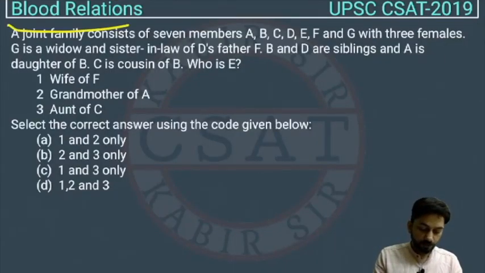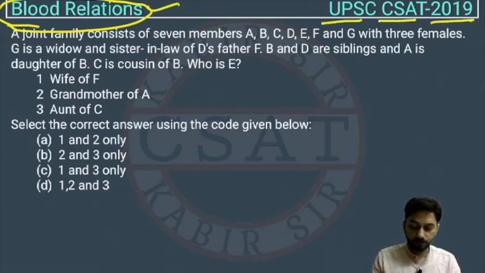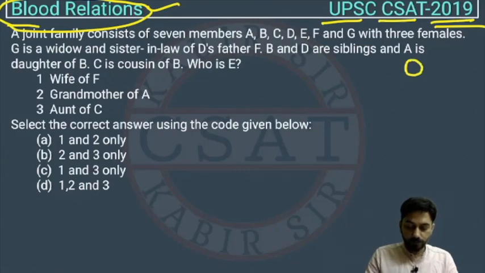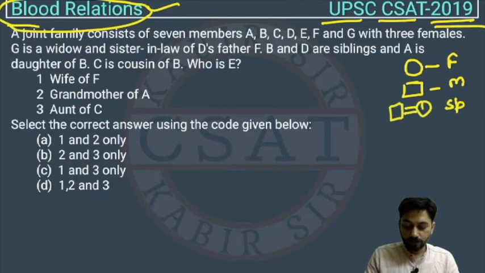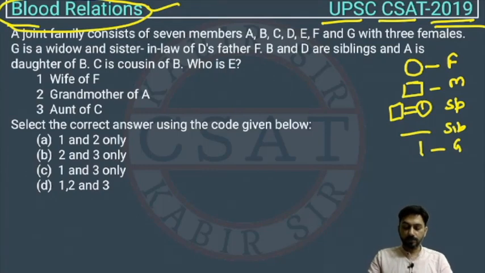So this is a reasoning question from the chapter blood relation, asked by UPSC in the CSAT paper of 2019. Whenever you see a blood relation question, you should write down in the paper so that you don't get confused: the circle will represent female and the rectangle will represent male. The equal sign between male and female will represent spouse. The horizontal line will represent siblings and the vertical line will represent son of, daughter of, that is, the generation.